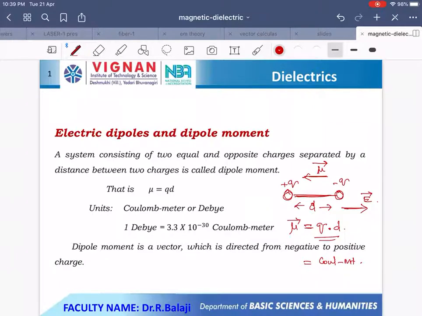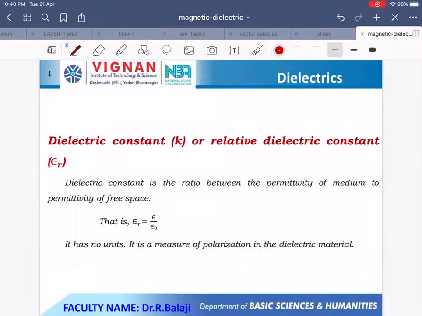1 debye is equal to 3.3 into 10 to the power of minus 30 coulomb meter. This is the value of one debye. Next is the dielectric constant. The dielectric constant is also called the relative dielectric constant.